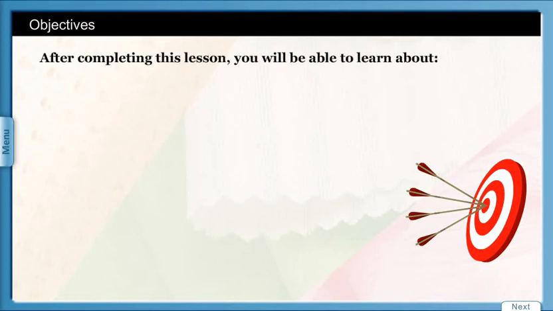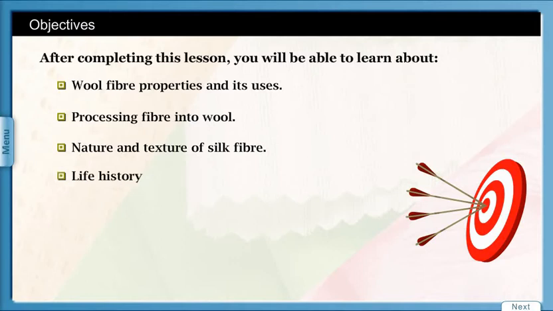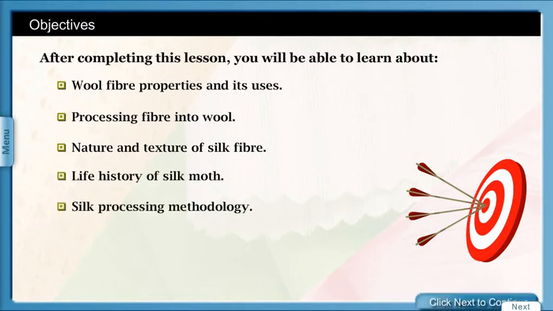Objectives. After completing this lesson, you will be able to learn about wool fiber properties and its uses, processing fiber into wool, nature and texture of silk fiber, life history of silk moth, silk processing methodology.